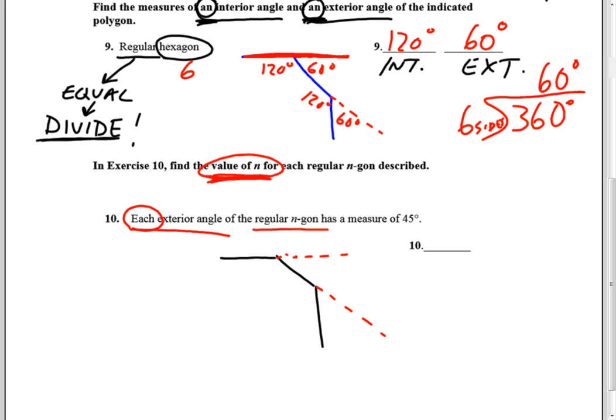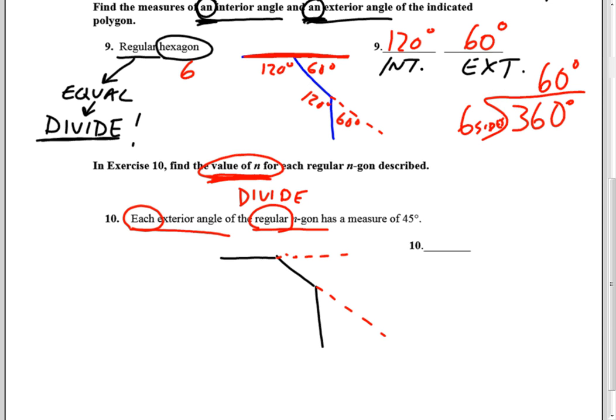Each exterior. People in my other classes are figuring out totals and then stopping. If it says each, and I'm being told that it's regular, what operation am I probably going to do? What operation? Division. I'll probably divide at some point. If you see a problem that has the word regular in it, and you haven't divided at any point, chances are you're missing out on something.